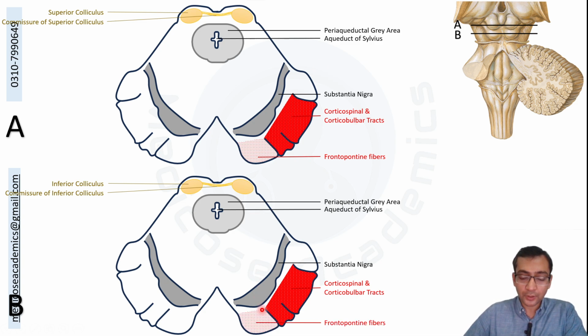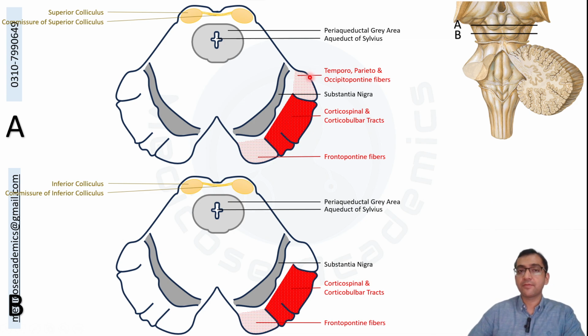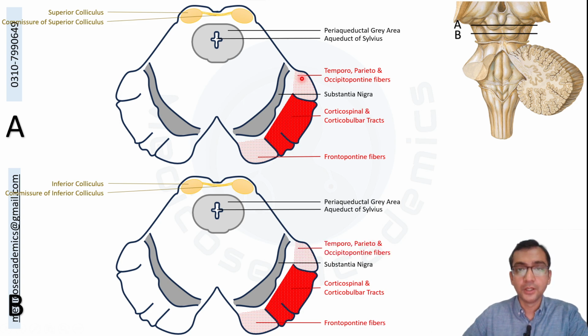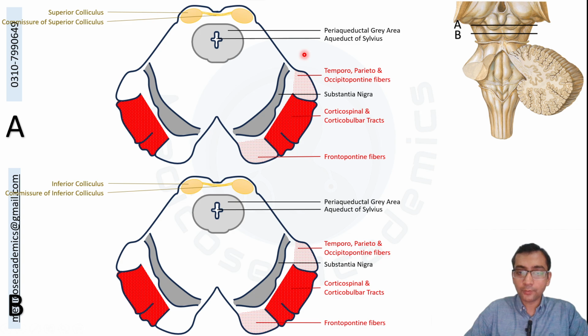So there are frontopontine fibers coming from the medial aspect. There are temporopontine fibers. There are parietopontine fibers. There are occipitopontine fibers that are descending on the lateral aspect of the crus cerebri, and they are going to relay into the pontine nuclei and on the way to the cerebellum. The similar one you can see on the other side: corticospinal and corticobulbar fibers, frontopontine on the medial aspect, and all the others, the parietopontine, temporopontine, and occipitopontine fibers, on the lateral aspect.